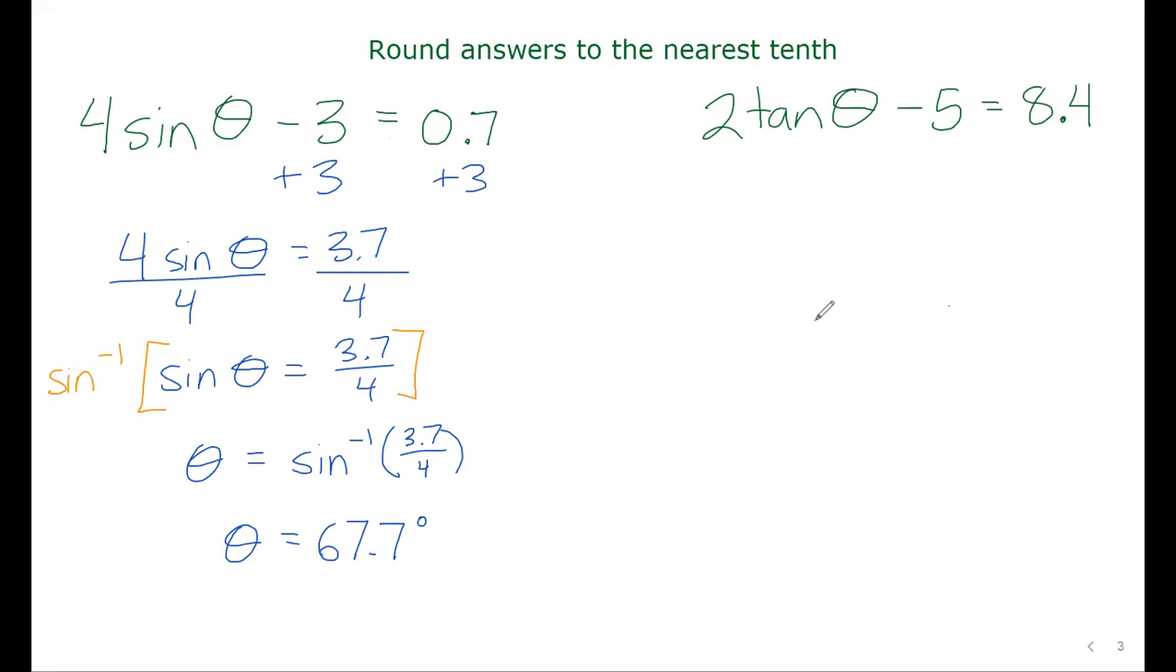And just to do one more, same idea here. We're trying to get theta by itself. So start with that on both sides. It's 13.4. We can't do inverse tangent yet. You can only do inverse trig function when it's literally just sine of something, you can do inverse sine. When it's just tangent of something, you can do inverse tangent. So we need to get rid of that 2 first.